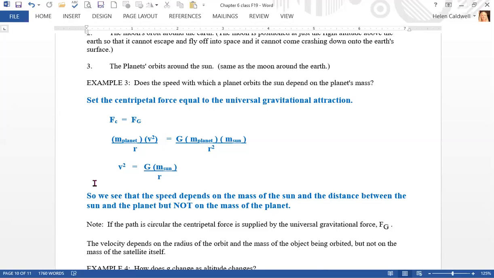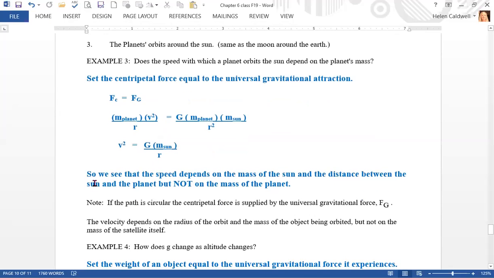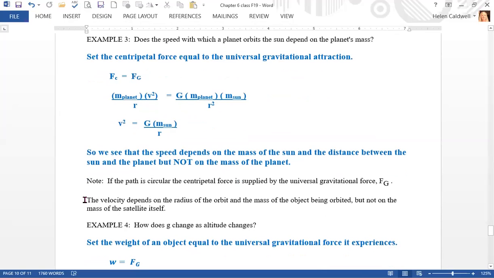And this works for circular paths. Most planets actually don't travel on a circular path. It's complicated. We'll have some numeric problems for this. You need to practice them.